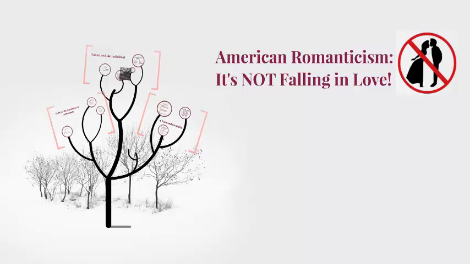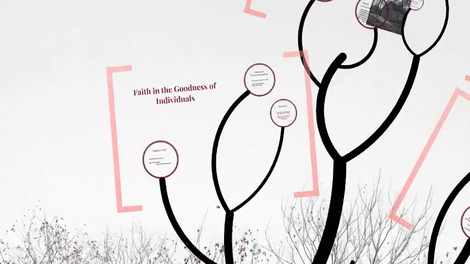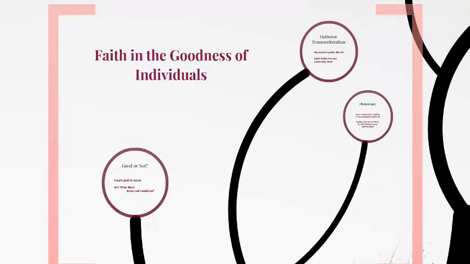So first, what is American Romanticism? What is romantic literature? Not Harlequin romances. First, the first characteristic that we might think about in romantic literature is faith in the goodness of individuals.